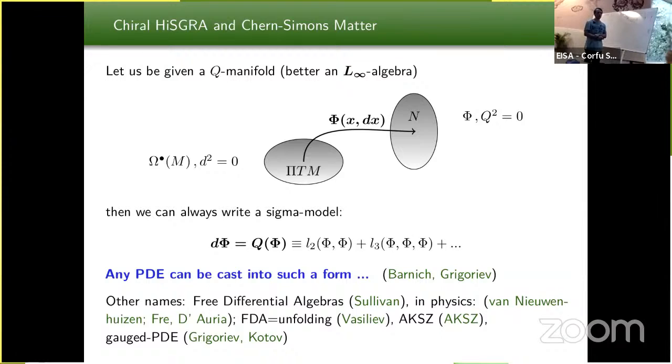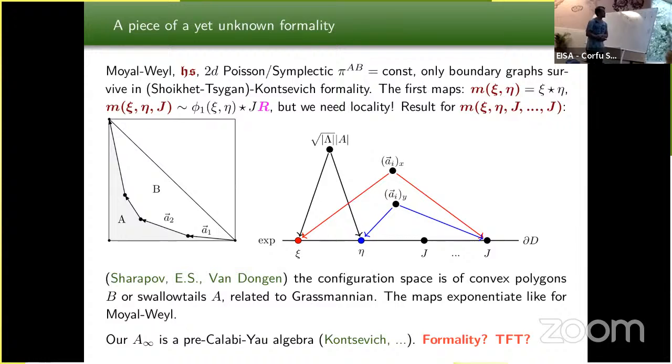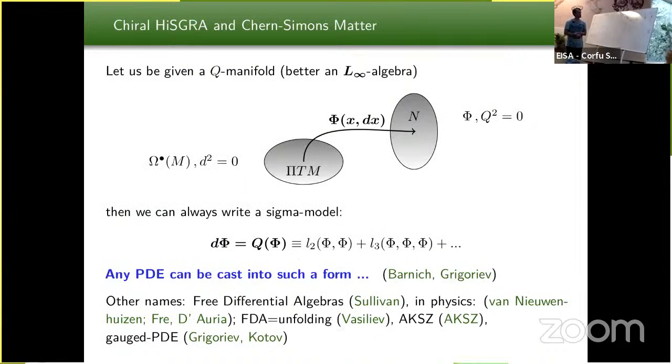Okay, so you can ask how general that is. In fact, any field theory or any PDE can be cast into such a form. There are many names in physics and mathematics for that, for example, AKSZ. And this is the final result. Let me make a general comment: even though anything, for example Einstein gravity, can be written in this way, for field theories this Q manifold has to be infinite dimensional. Going back to conformal field theory, the space of higher spin currents and descendants is infinite dimensional. The higher spin algebra itself is infinite dimensional. So the vector space underlying this L infinity algebra is infinite dimensional.